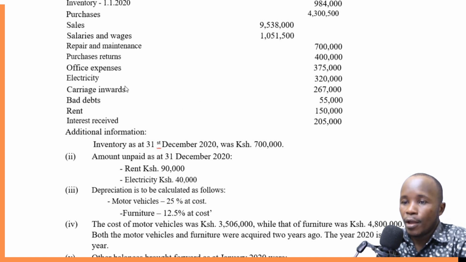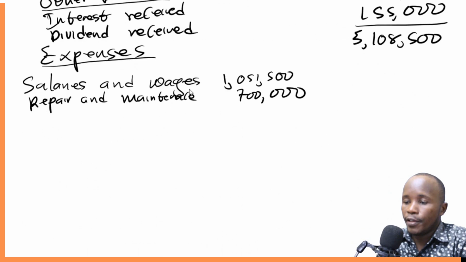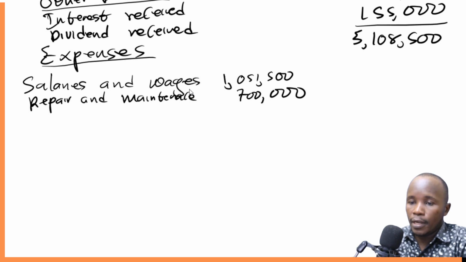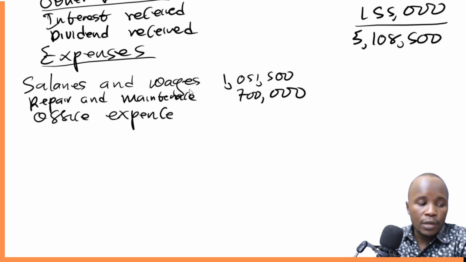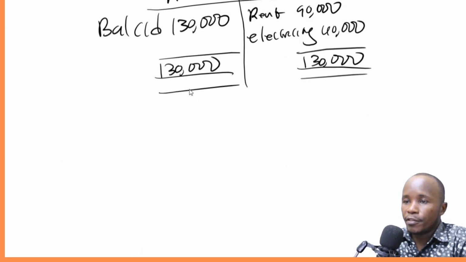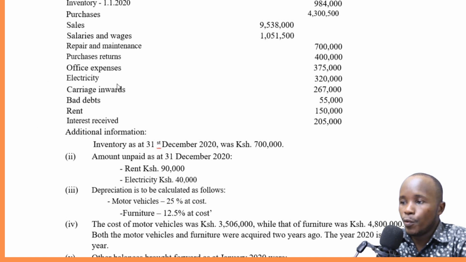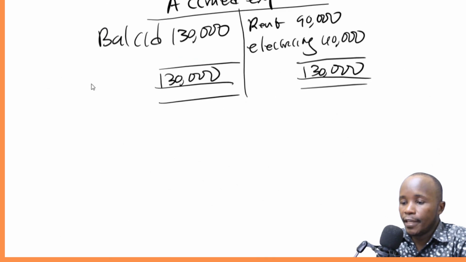That's okay. Office expense, 375,000. That is allowable. Office expense, 375,000. Let's move on. Another expense from the question. Let's check which expense we have. We have electricity. But remember, this electricity had adjustment from the workings. So we bring the net figure here.